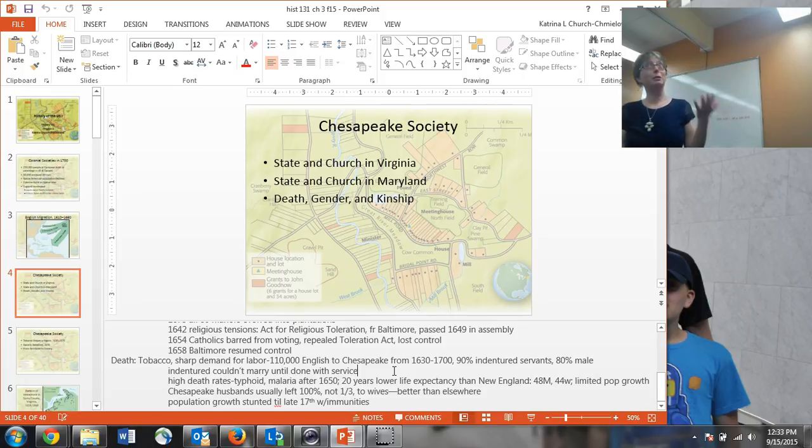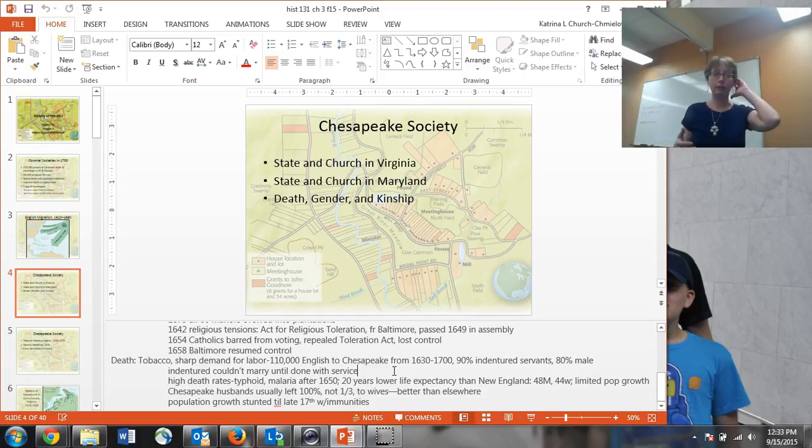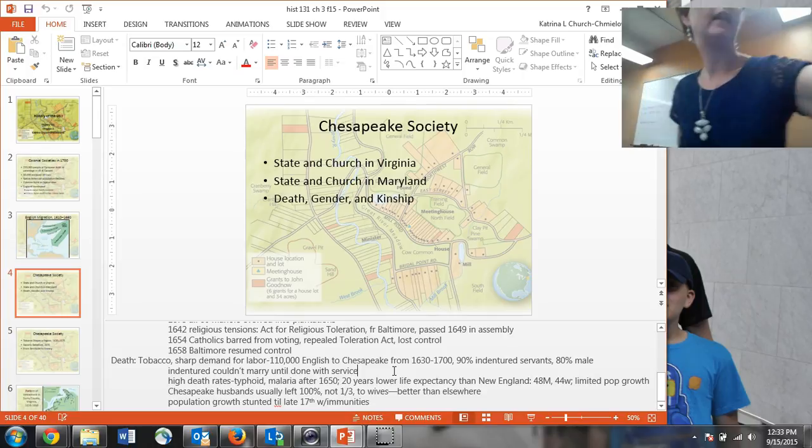Not that it was an easy world in the Chesapeake, but it was stunted really until the late 17th century. The population increase, a lot of it was due to the epidemics and the malaria and the yellow fever that they had. Any questions?